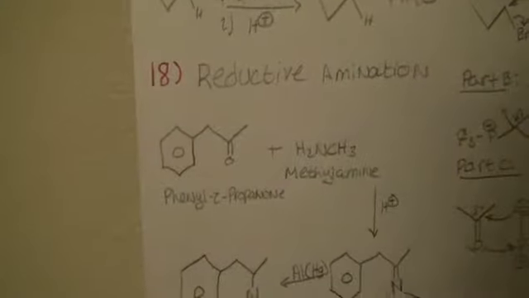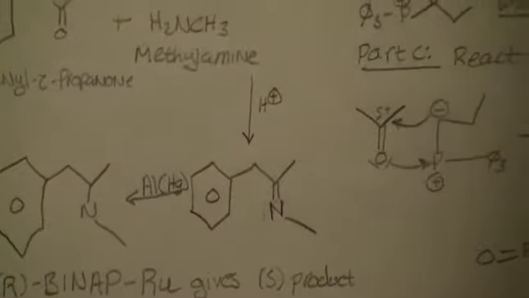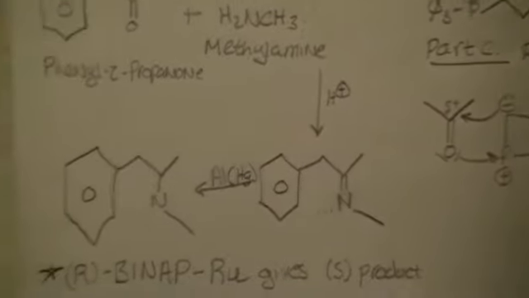Reductive amination is an example of that. If you started with this phenyl-2-propanone and methylamine, you would end up there. That's forming the imine. Then if you reduced it, you would get that right there. You would get both enantiomers of this. There are fancy catalysts that you can use to get one product over the other.